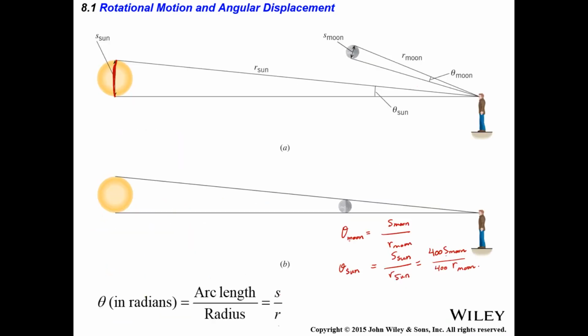Now you notice something interesting. 400 and 400 cancel out, and I get S moon over R moon. And this is theta moon. I got that theta of the sun equals theta of the moon. What does this mean? If the moon ever aligns with the sun, it will completely block the sun to an observer on Earth. And that's how the solar eclipse occurs.